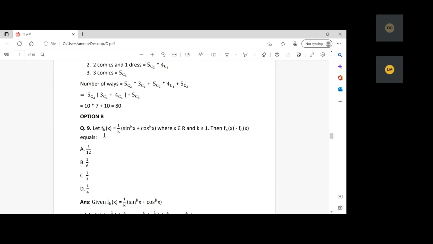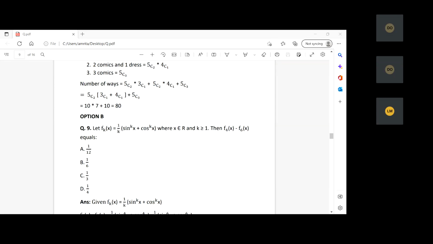In the case of f4 of x, you can write this as 1 by 4 into sine raised to 4x plus cos raised to 4x. In the case of f6 of x, you can write this as 1 by 6 into sine raised to 6x plus cos raised to 6x. Now we have to solve this question. You can directly substitute it, or use different formulas that you have studied and then you will be able to solve this question.